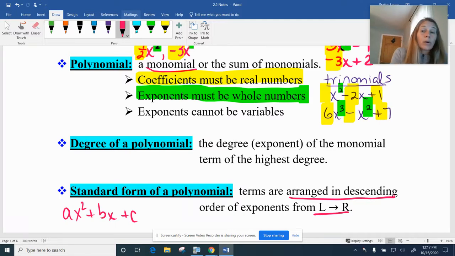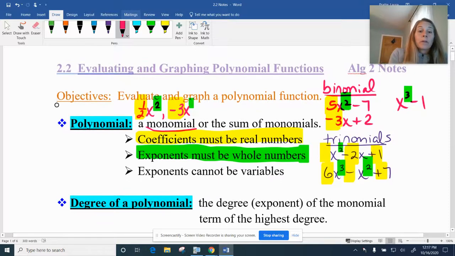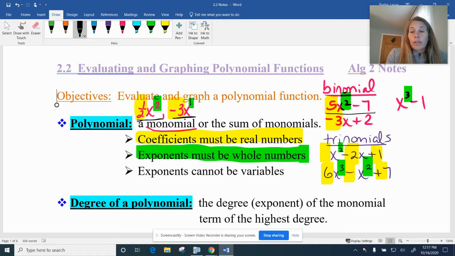So for example, if you look at these ones that I have up top, these examples I put, so this monomial term right here, this would have a degree of 2. This one here would just have a degree of 1. This example, 5x squared minus 7, has a degree of 2. A degree of 1, this one would have a degree of 3. And over here we have a 2 and a 3. So it's whatever that largest exponent is.